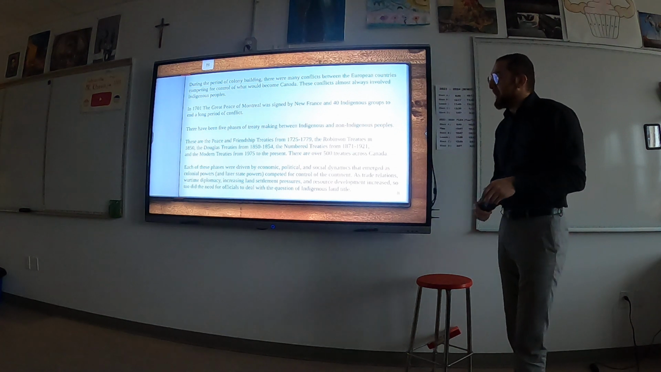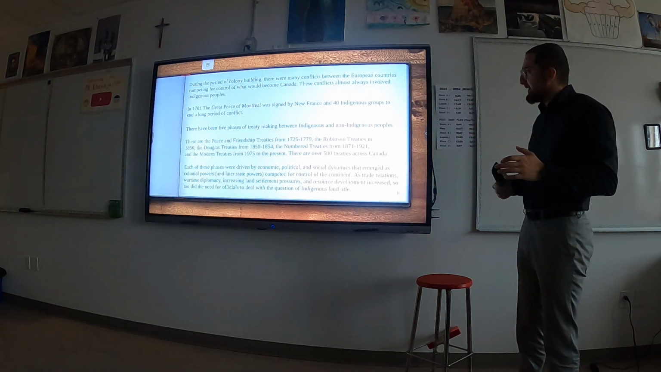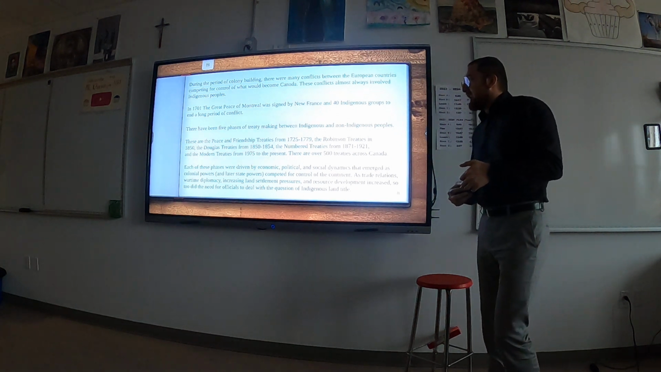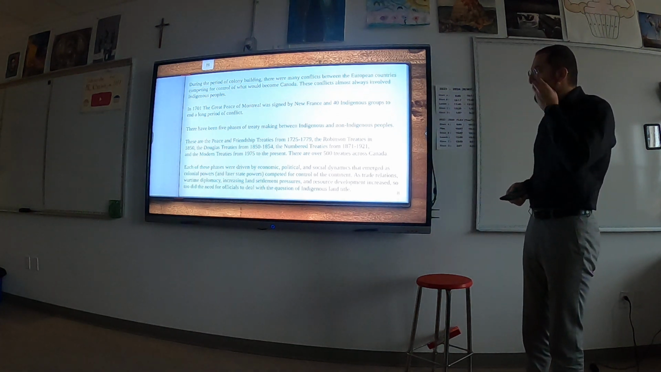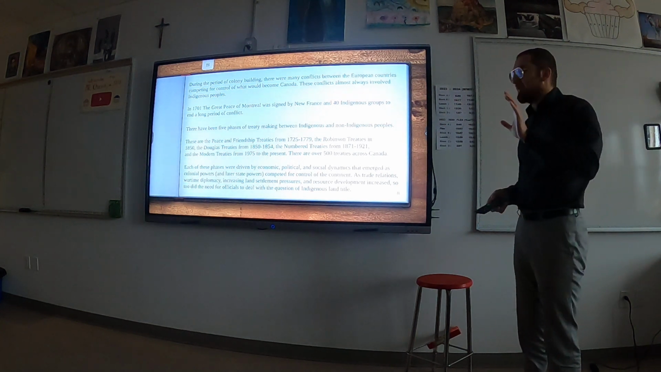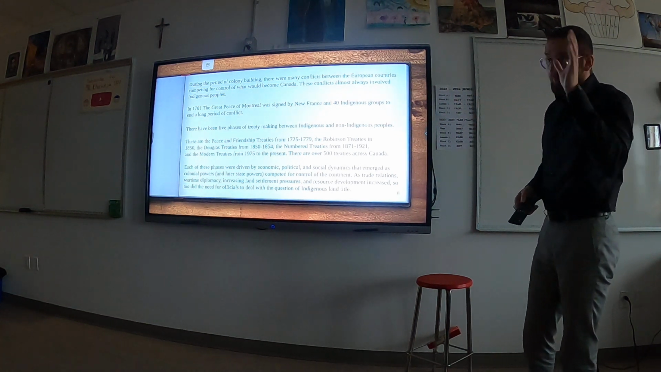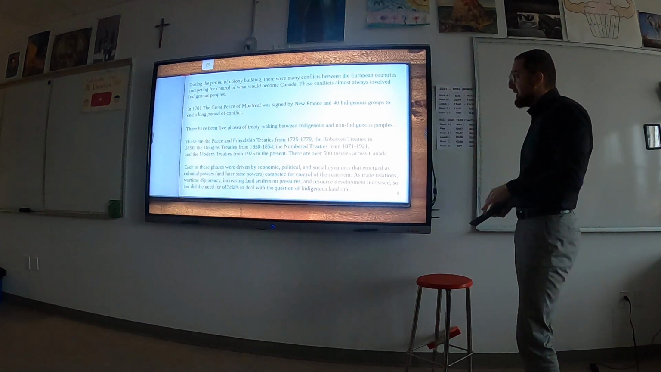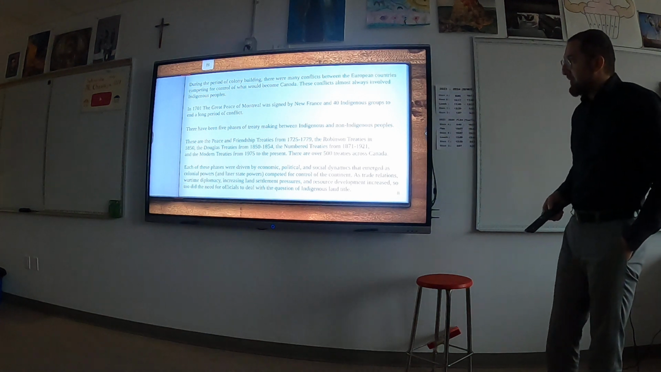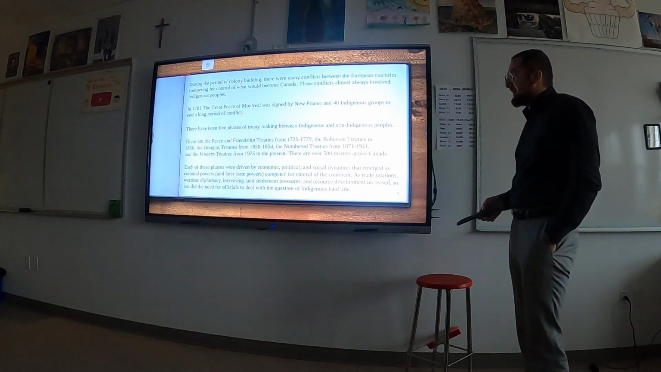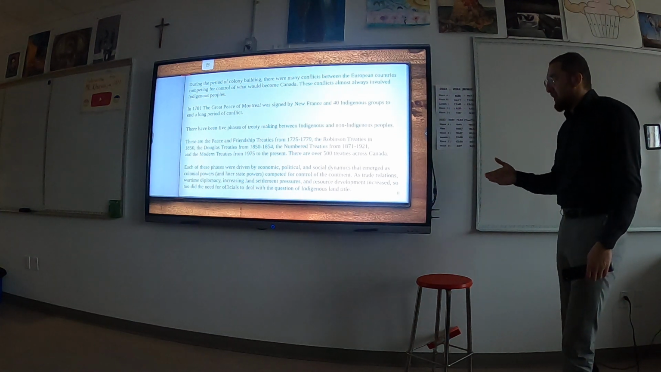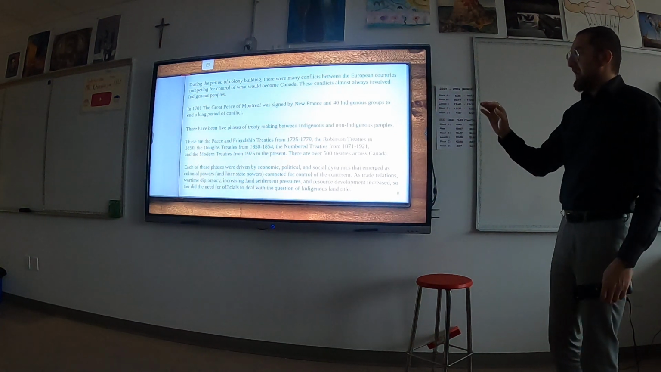In 1701, the Great Peace of Montreal was signed by New France and 40 Indigenous groups to end a long period of conflict. There have been 5 phases of treaty making between Indigenous peoples. You don't need to take notes on these slides. This will also be posted on Google Classroom, so you can read and review this yourself. There have been 5 phases of treaty making between Indigenous and non-Indigenous peoples. There's peace and friendship treaties, Robinson treaties, Douglas treaties, the numbered treaties, and modern treaties.